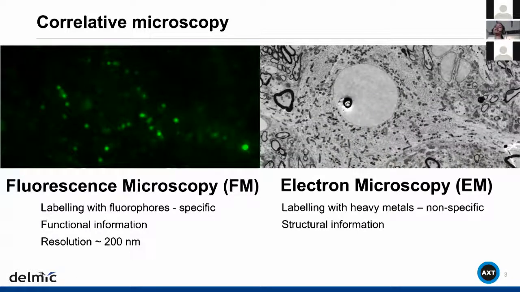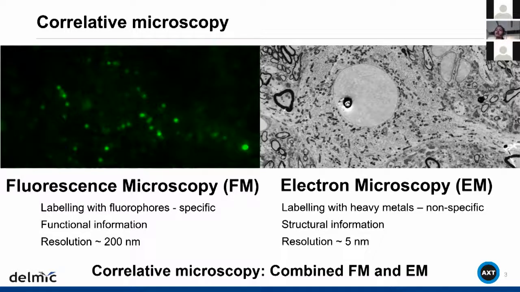By labeling a sample with heavy metals, which is a non-specific labeling because it attaches to a lot of parts within the biological specimen, it's possible to generate contrast in an electron microscope so that we receive structural information about the sample. The resolution in electron microscopy is of the order of 5 nanometers, sometimes better. And correlative microscopy then is a technique that combines the two.